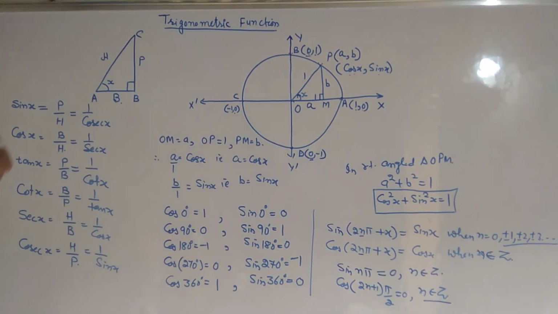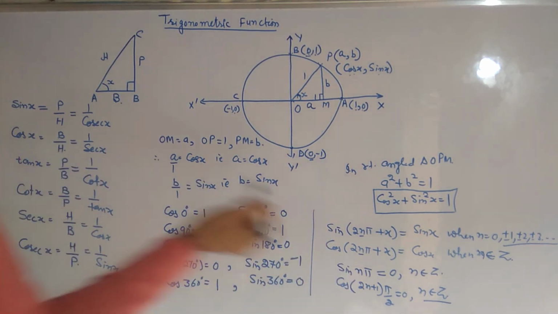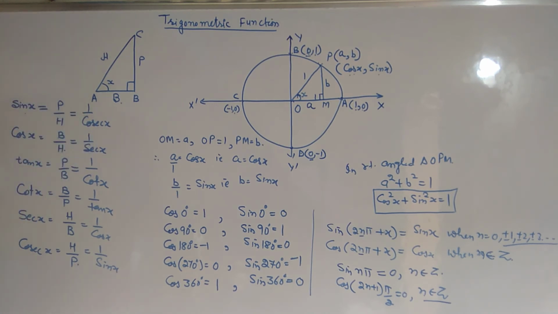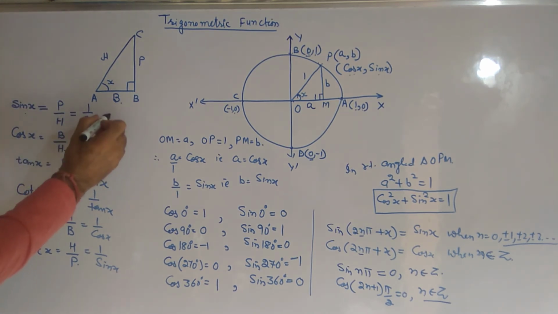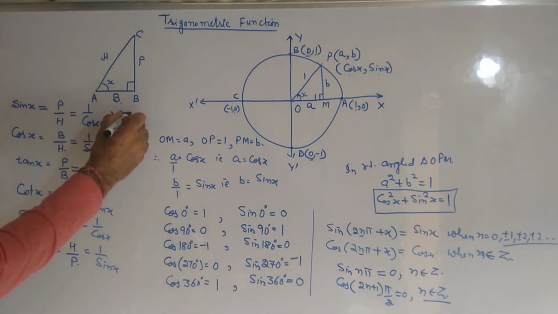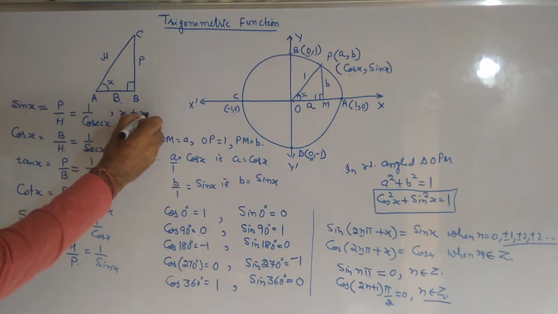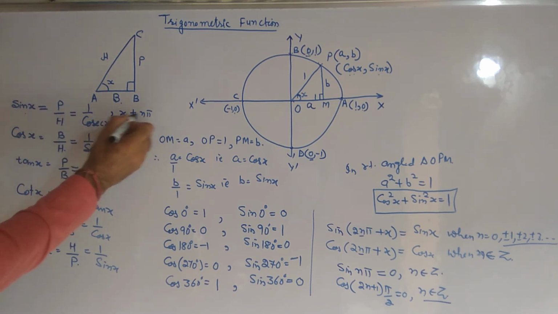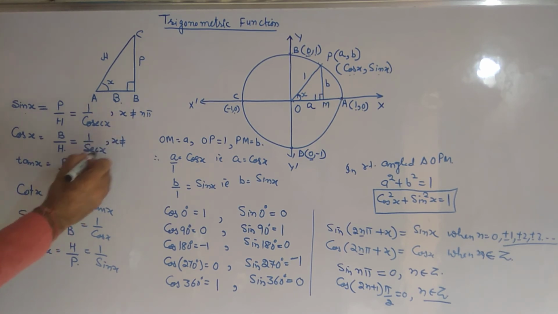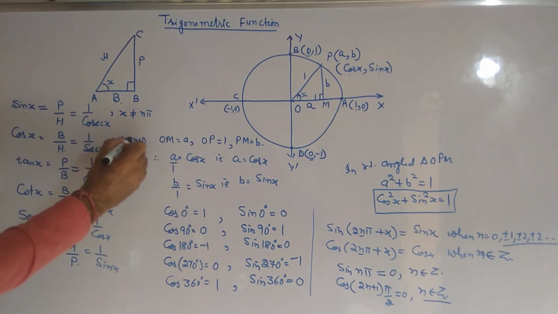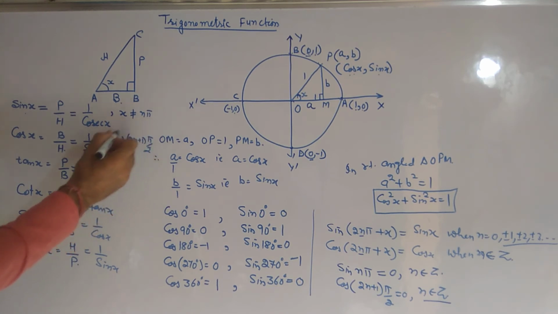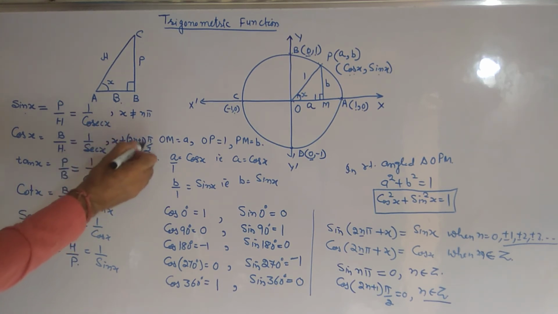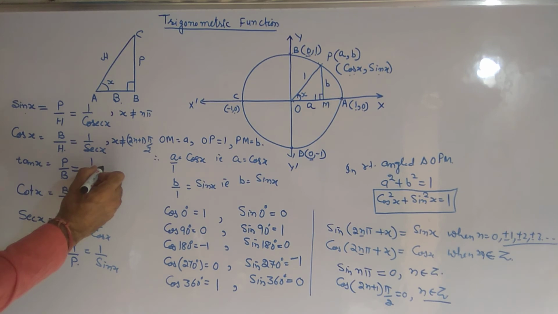And in these trigonometric functions we must also remember that sin x is equal to 1 upon cosec x. So x should not be equal to nπ, because this will become 0 here, so it is not defined. And x is not equal to (2n + 1) times π/2, because at these odd multiples the value will become 0, so it is undefined.